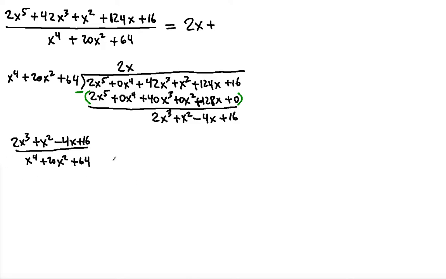Now notice that in order to find the partial fraction decomposition here, we need to first factor the bottom, right? X to the fourth plus 20x squared plus 64 can be factored as x squared plus 16 and x squared plus 4. Notice that these are two quadratic prime factors. They cannot be factored any further.